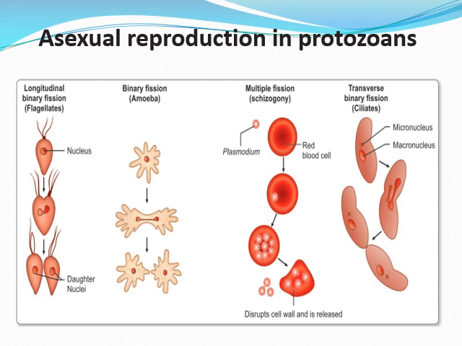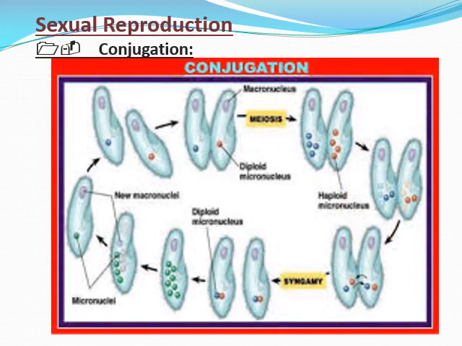Endogeny: some protozoa like Toxoplasma multiply by internal budding, resulting in the formation of two daughter cells. Sexual reproduction we divide into conjugation and gametogamy. Conjugation occurs in ciliates. Two organisms join together and exchange nuclear material, then divide into two organisms.